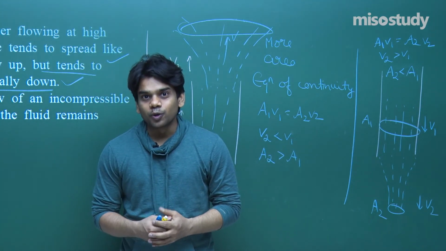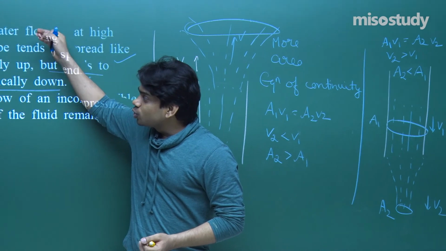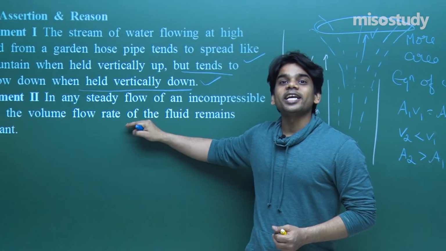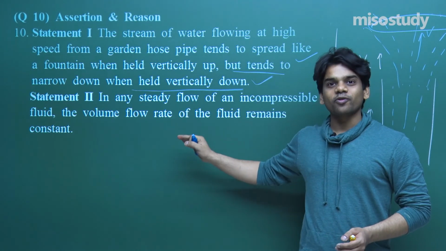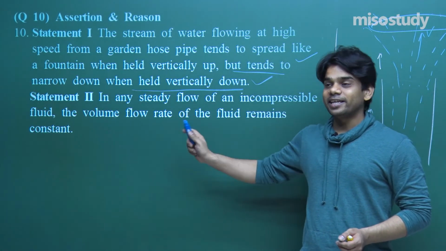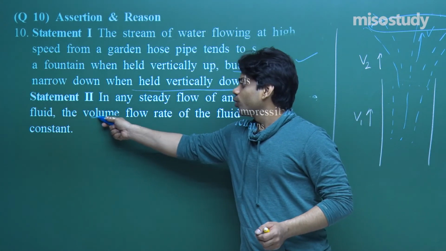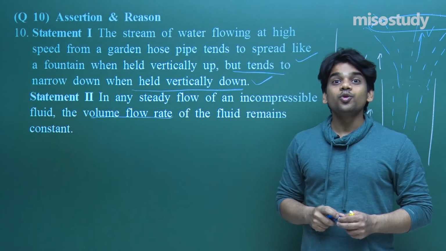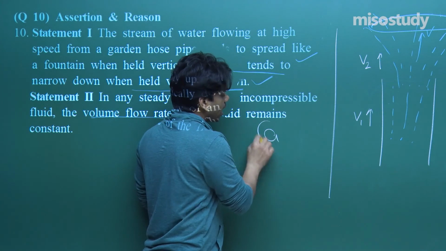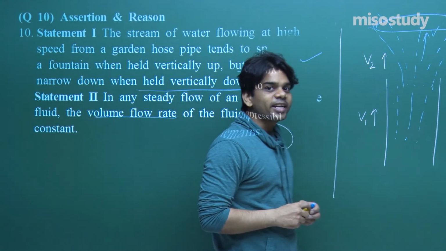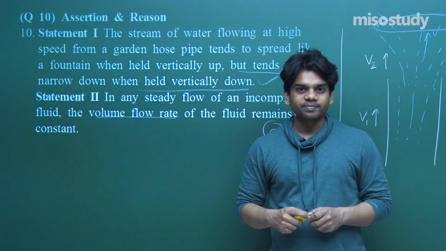So which option do you have to choose? 1 is true, 2 is true, and 2 is the explanation of the first one. Directly it's not given about the equation of continuity, but the equation of continuity is hidden in this statement, volume flow rate. So you have to choose option A as the right answer. Both are true and 2 is the correct explanation for the first statement.